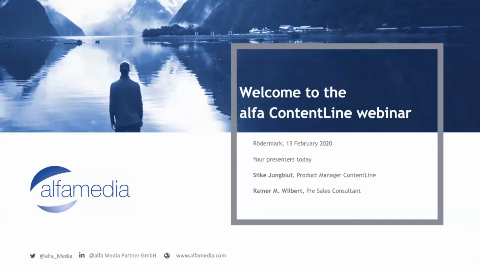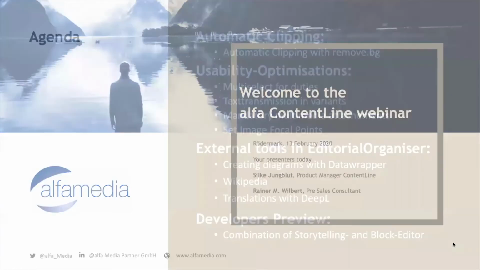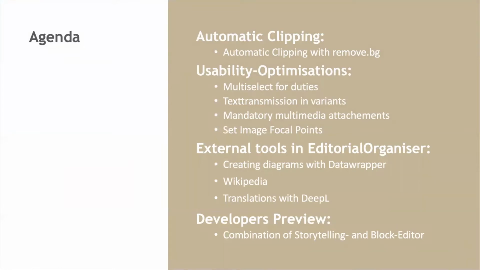I'm glad to show you the new functionalities we implemented for the last releases. I'd like to show you a few things we made for a better usability and a better handling of our products. Which includes the possibility of automatic clipping with remove.bg, a third-party tool we implemented into our archive system. I also like to show you some usability optimizations in the EditorialOrganiser, like multi-select for duties or the possibility to transfer texts from one variant into another. We also implemented mandatory multimedia attachments, which means that you can define mandatory maybe pictures or videos, and without them, it can't be exported or published.